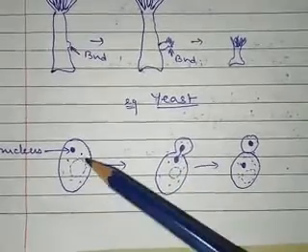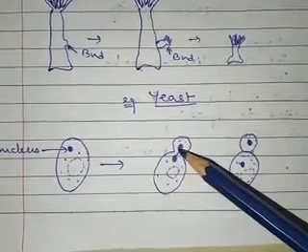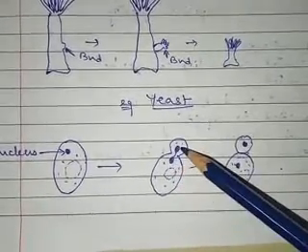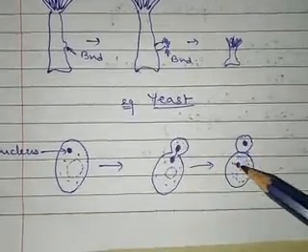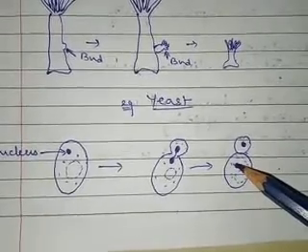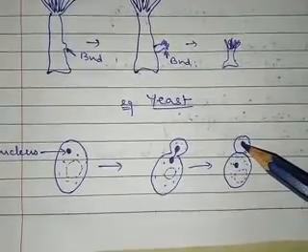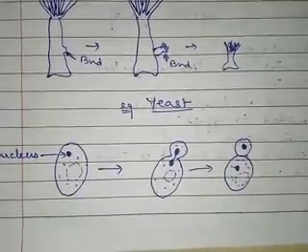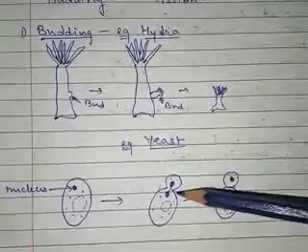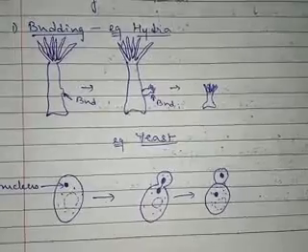Then the nucleus that was present in the parent cell divides into two. One nucleus goes into the bud, the other nucleus remains inside the parent cell. Later on this bud will detach from the parent and grow as an individual. This way, budding takes place in yeast. Though the budding in both cases is different, both processes are called budding.